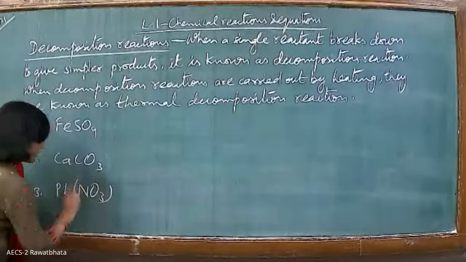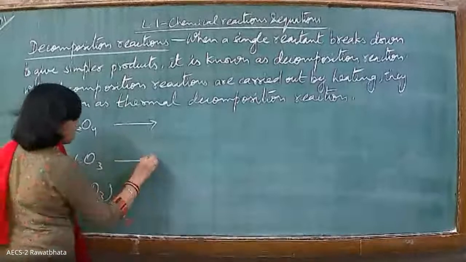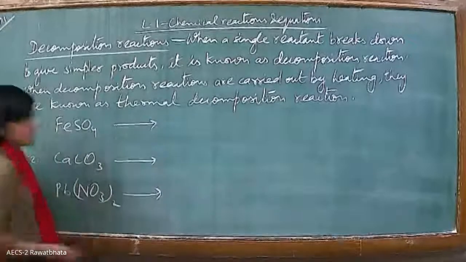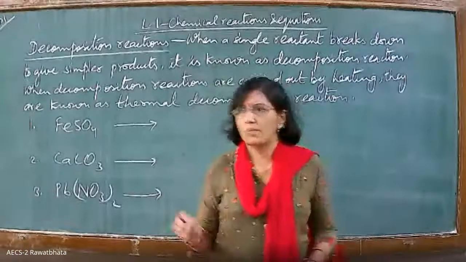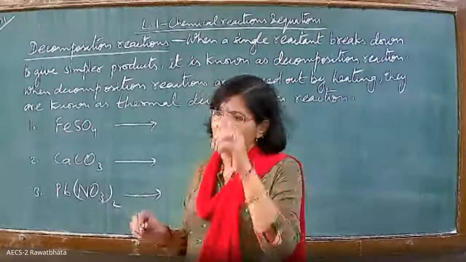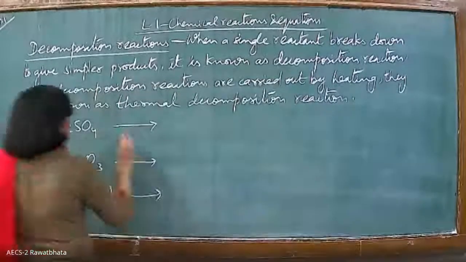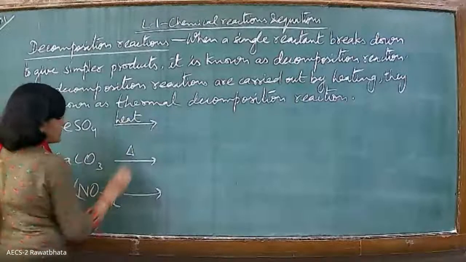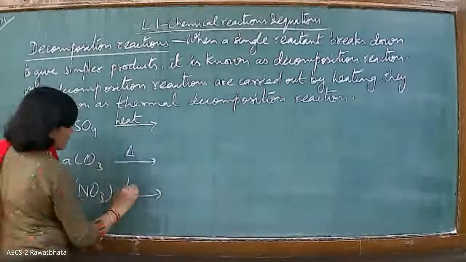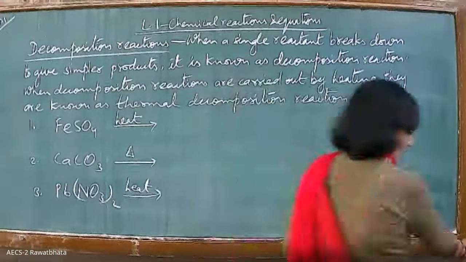Lead nitrate. And of course, once we put the arrow mark, in many of the books you will find it written as heat. And in some of the books you must have found it written as delta. The triangle also indicates heat. So we may use either of the symbols. We may write down heat, or we may mention it in this way also. It's all the same.